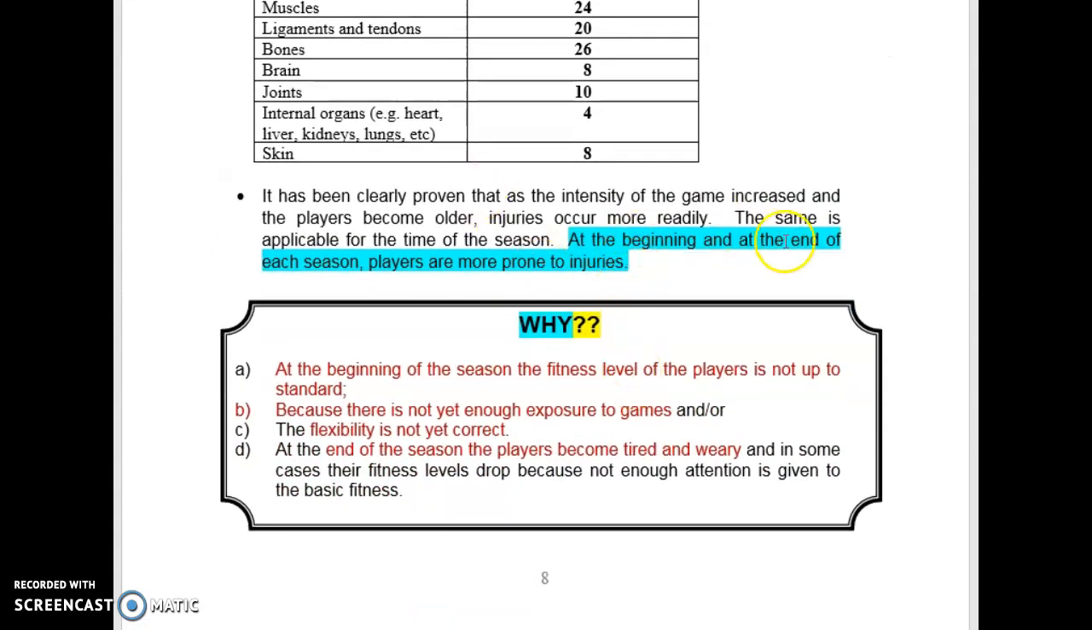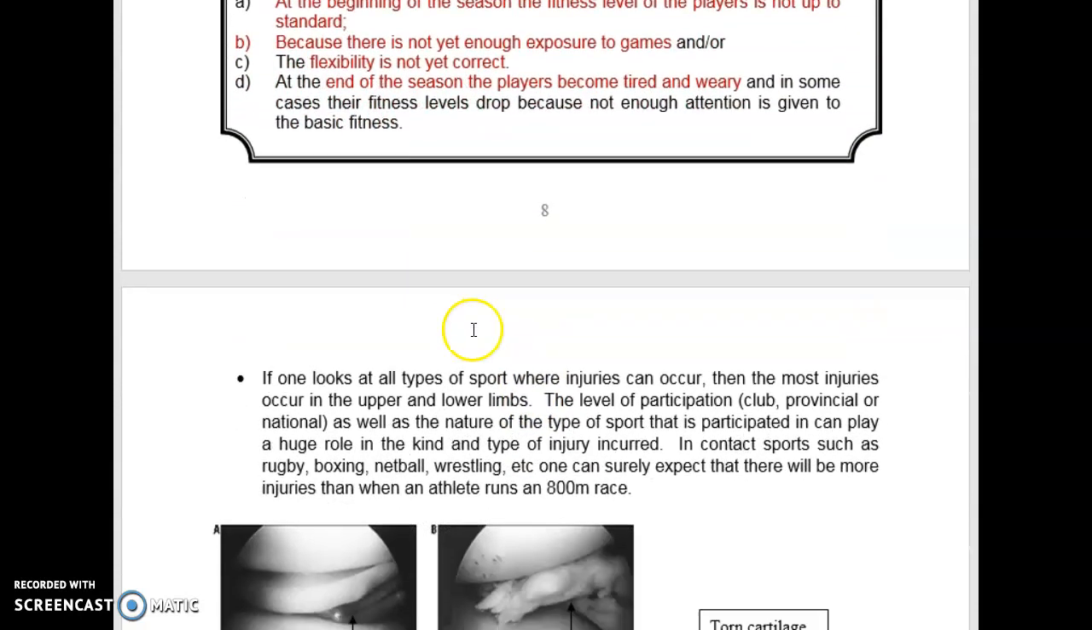Next we have, at the beginning and the end of each season, players are more prone to injuries. And why is that? You can name four things. Give four reasons why at the beginning and at the end of the season, players are more prone to injuries. At the beginning of the season, the fitness level of the players is not up to standard, there's not enough exposure to games, or their flexibility is not quite correct. And at the end of the season, they are tired and weary, and their fitness levels drop because they don't spend time on fitness anymore.